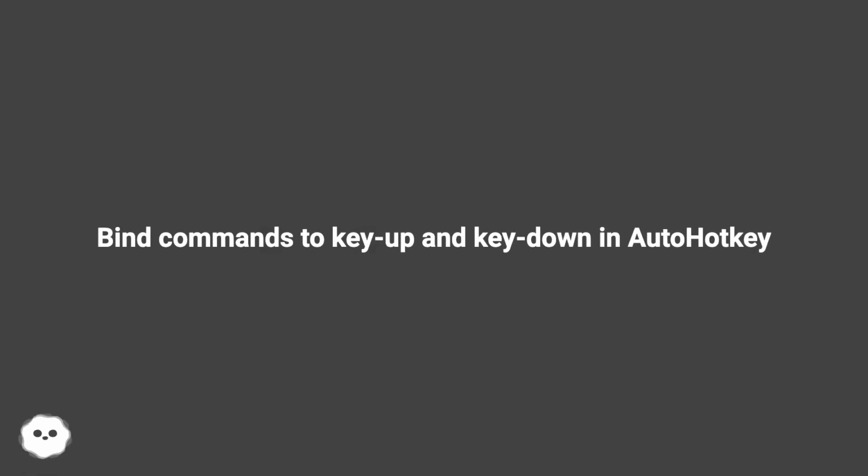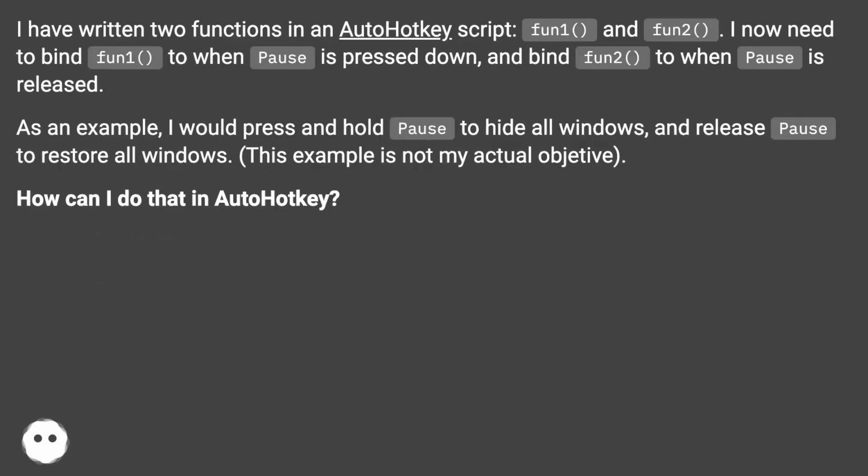Bind commands to key up and key down in AutoHotkey. I have written two functions in an AutoHotkey script, fun1 and fun2. I now need to bind fun1 to when pause is pressed down, and bind fun2 to when pause is released. As an example, I would press and hold pause to hide all windows, and release pause to restore all windows. This example is not my actual objective. How can I do that in AutoHotkey?